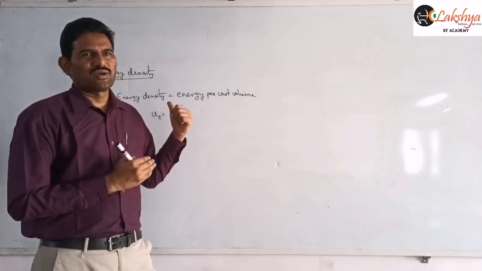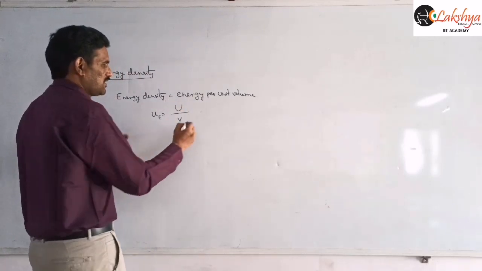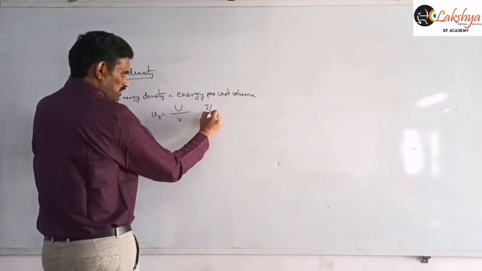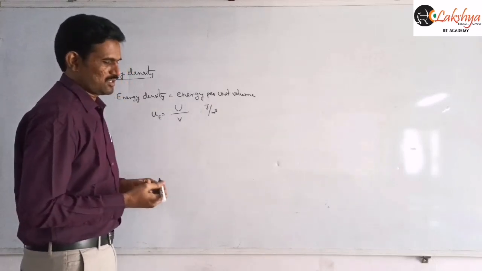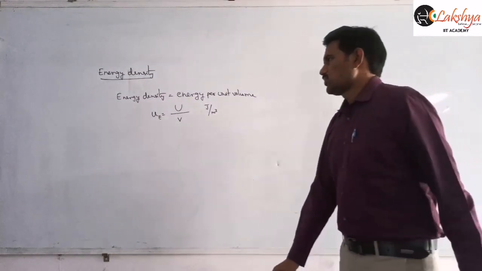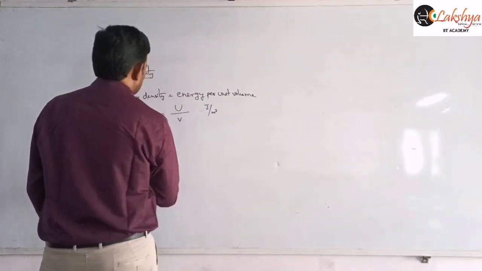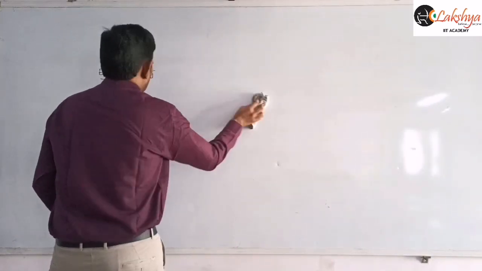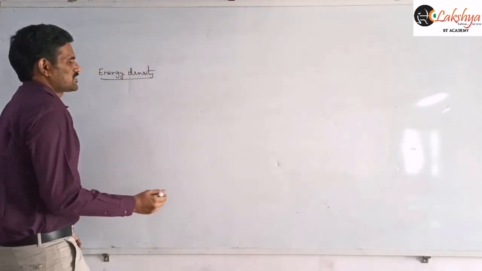So that is the meaning of this energy density, and the unit will be joule per meter cube. Now let us see an expression for energy density. Just write the definition: the energy per unit volume is called energy density, and write this expression. Right? So now let us see this energy density calculation, the expression for this energy density.